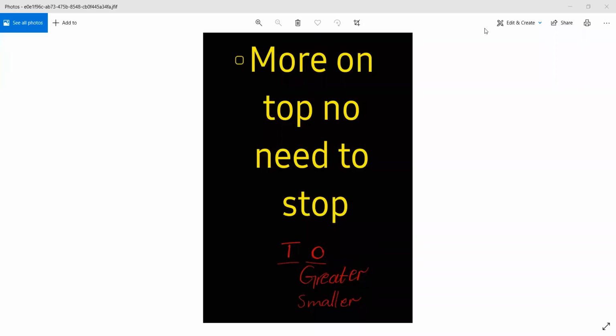After we order the numbers, we will look at the ones digit, okay? We will look at the numbers on top and the numbers on the bottom. If the number on the top is greater than the number on the bottom, then we don't have any problem and we will subtract as we learned before. More on top, no need to stop. That means that we don't have any problem to stop and think about it. We just have to subtract the smaller number from the greater number.